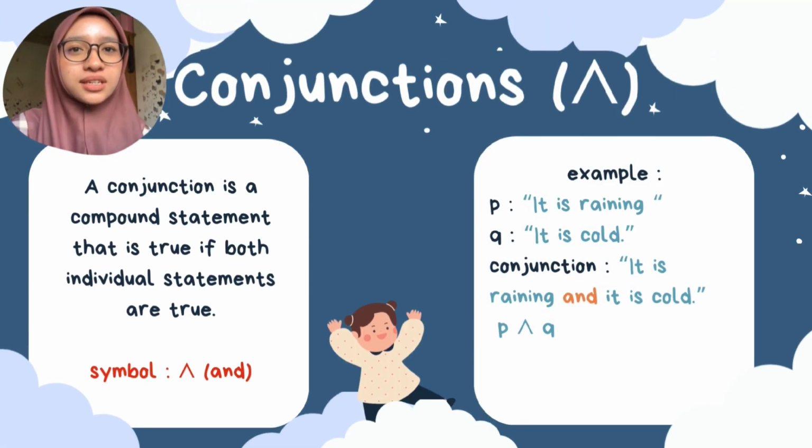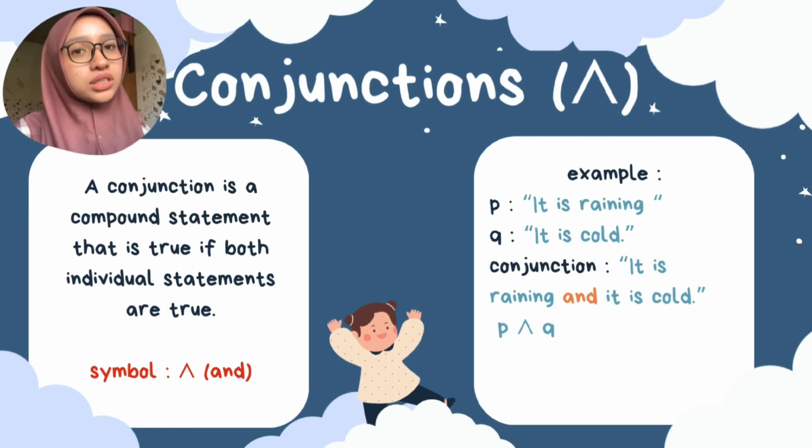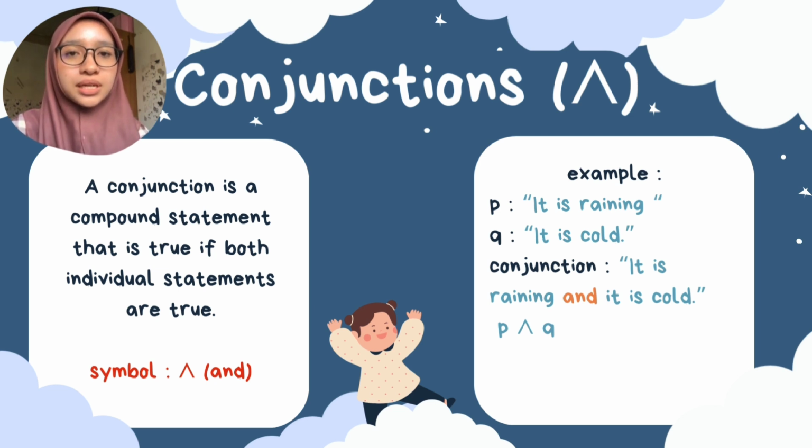Hello, my name is Nasiha Sofia. So let's talk about conjunction. In logic, a conjunction is a type of compound statement. This means it's a statement made by combining two or more smaller statements. A conjunction is only true if both individual statements are true. And the symbol we use to represent the conjunction is in the slide with the red color, which means and.